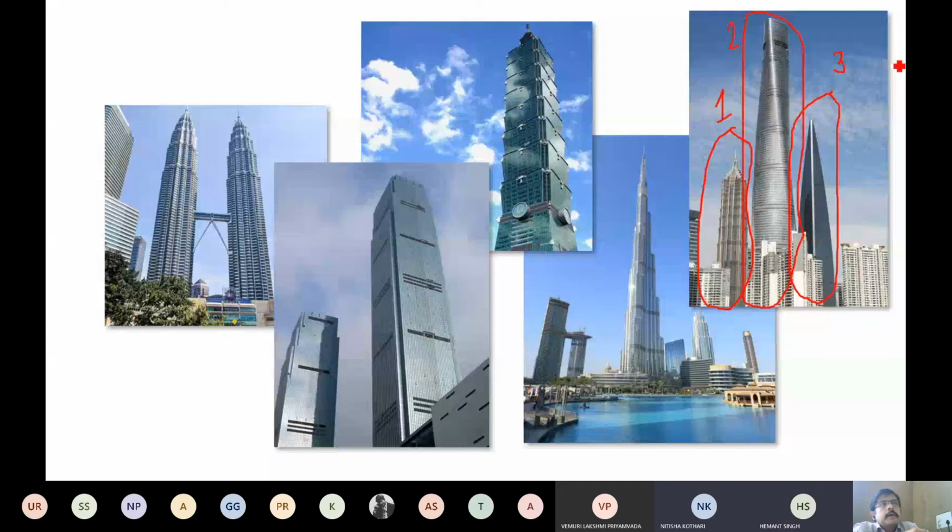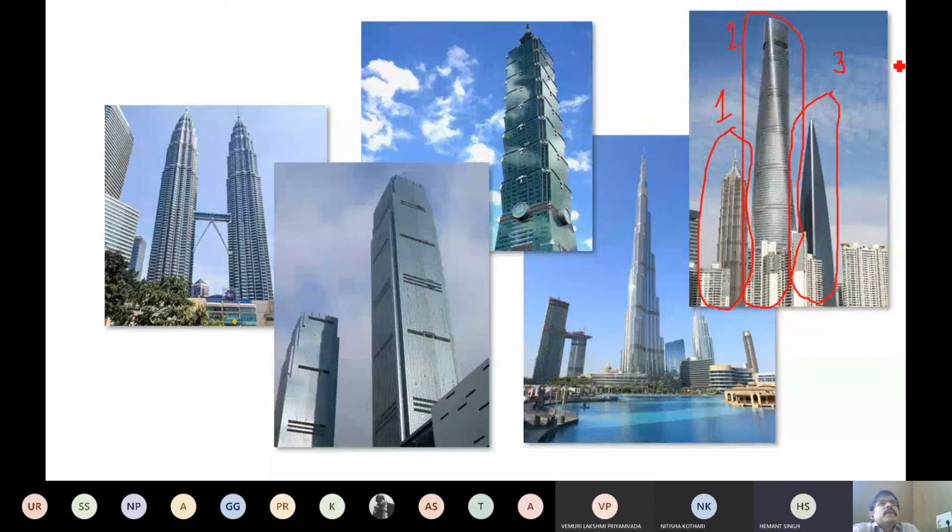Chrysler Building. Chrysler Building and this, or Shanghai, Empire State, World Trade Center are together. The Empire State Building. Is it in Shanghai? Oh, no, sir.